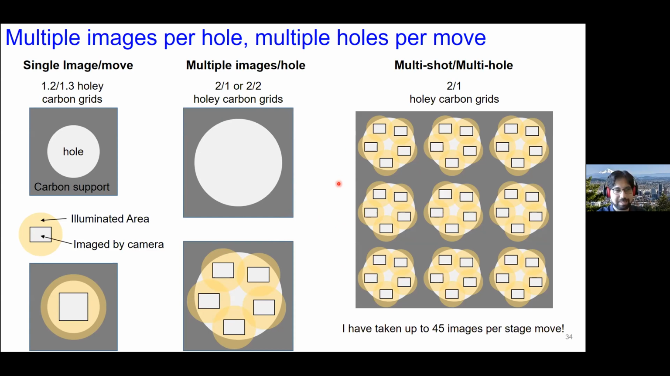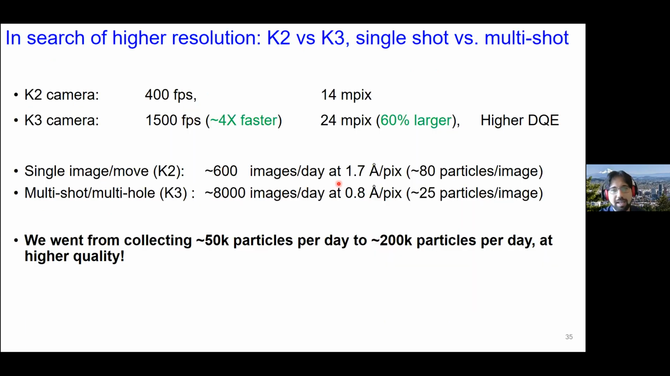Now, this made screening a little bit difficult, because I still use this approach even for screening different squares, and it just became time consuming. But the data collection rate is blazingly fast. So we went from collecting around 600 images per day at 1.7 angstrom per pixel to around 8,000 images a day at 0.8 angstrom per pixel.